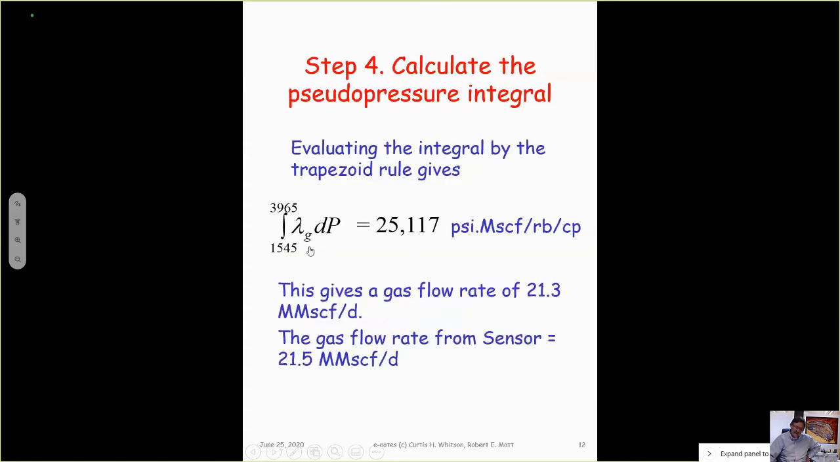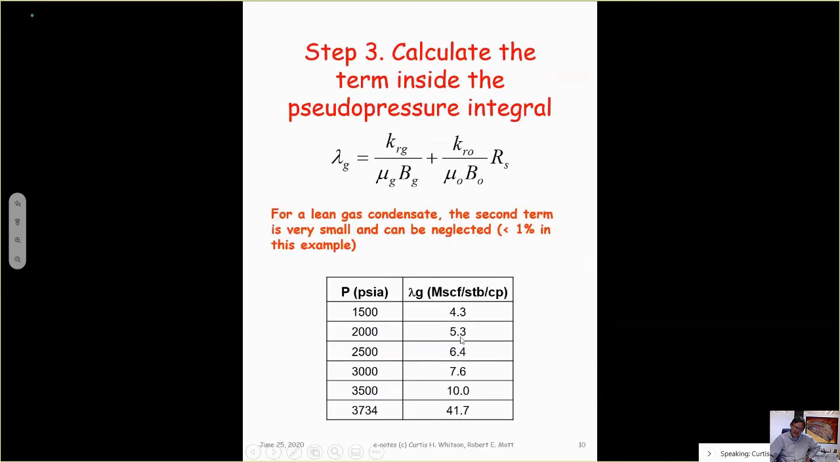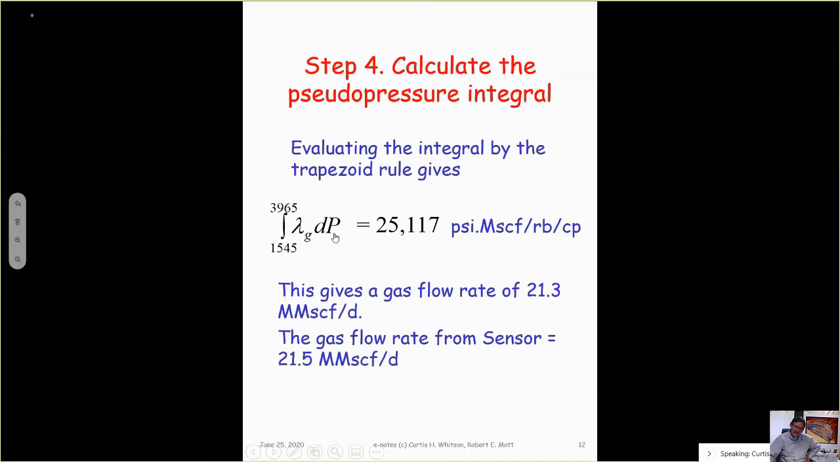Calculates by just simply adding these delta P times the gas mobility to get the area, trapezoid rule. That gives a flow rate of 21.3 million standard cubic feet per day, and from the simulator 21.5. So it's not very far off.